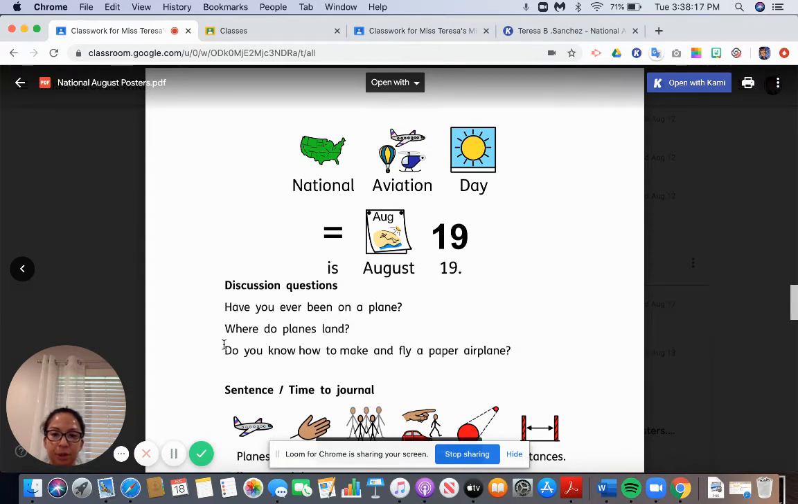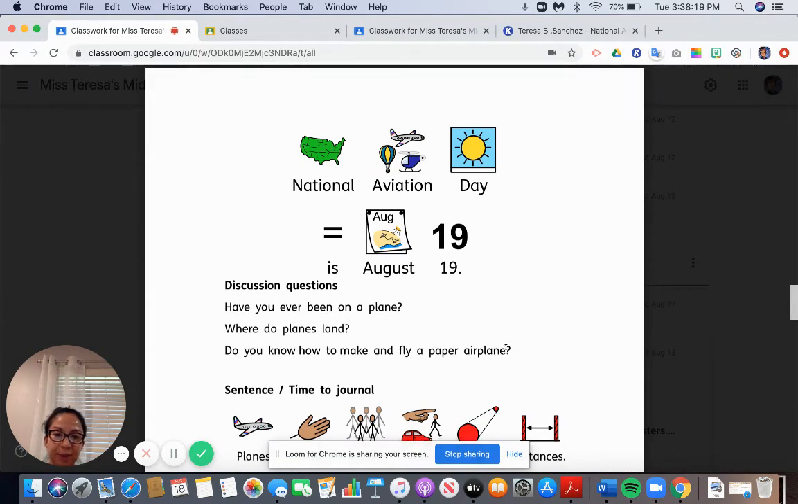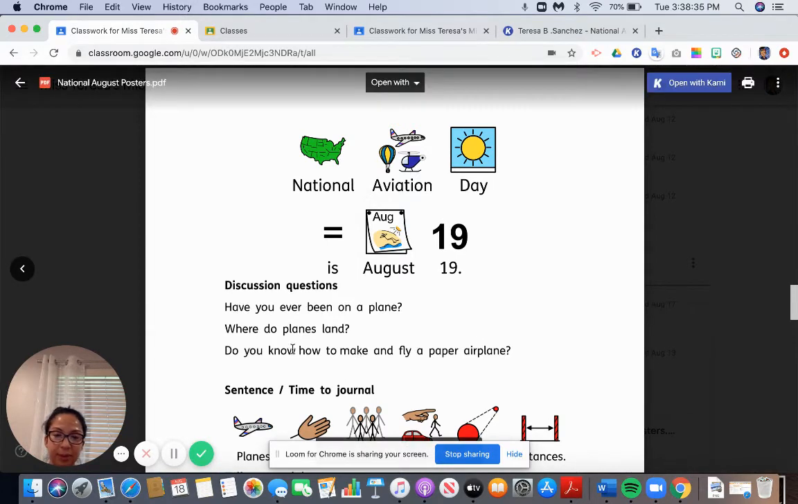Okay, do you know how to make and fly a paper airplane? Has anybody ever made a paper airplane? I made one with my class a couple of years ago. I don't think any of you were in the class at that time. We made one and we flew it. We had like a race or a competition to see who flew the furthest.